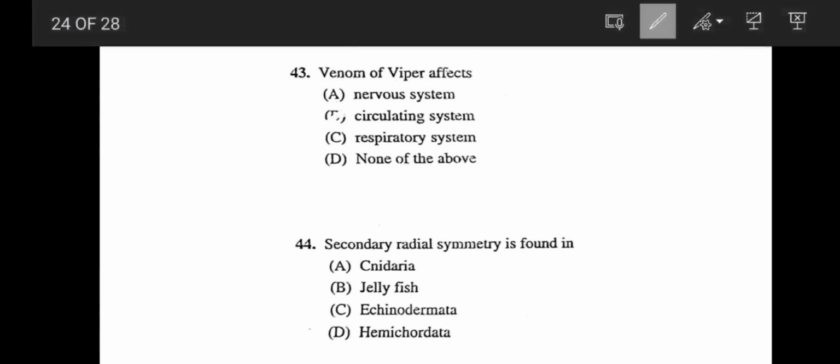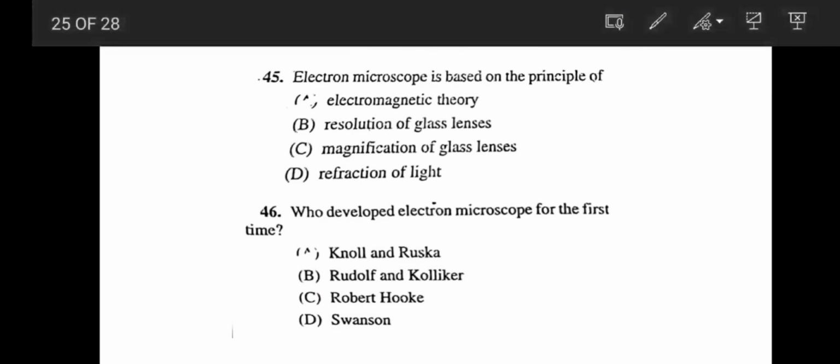Next. Venom of viper affects our circulating system because it is a hematotoxin. Okay, hematotoxin. Next, secondary radial symmetry is found in echinoderms. Why? Because the larva of echinoderms shows the bilateral symmetry, whereas the adult shows the radial symmetry, which is known as the secondary radial symmetry. Next question. Electron microscope is based on the principle of electromagnetic theory, resolution of glass lenses, magnification of glass lenses, refraction of light. See here, no glass lens is used in the electron microscope or no light is used in the electron microscope. So, correct answer is electromagnetic theory.